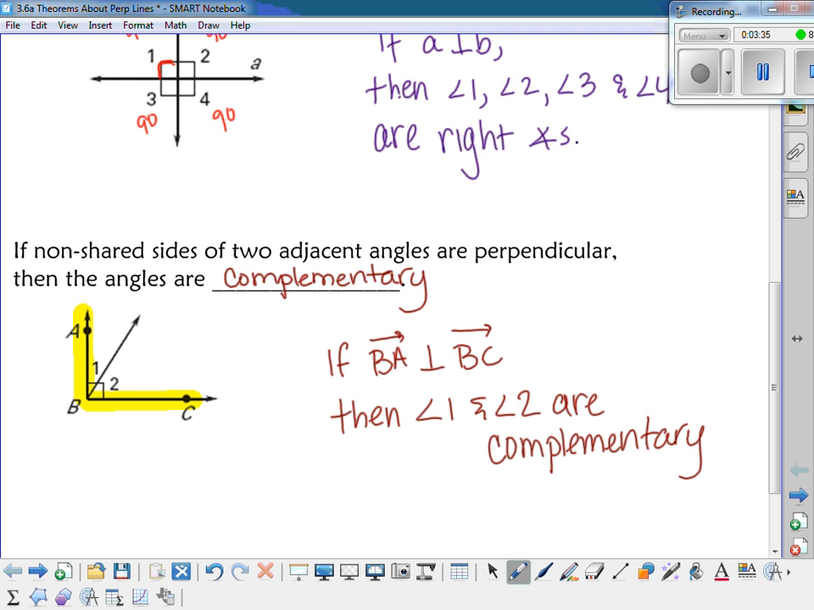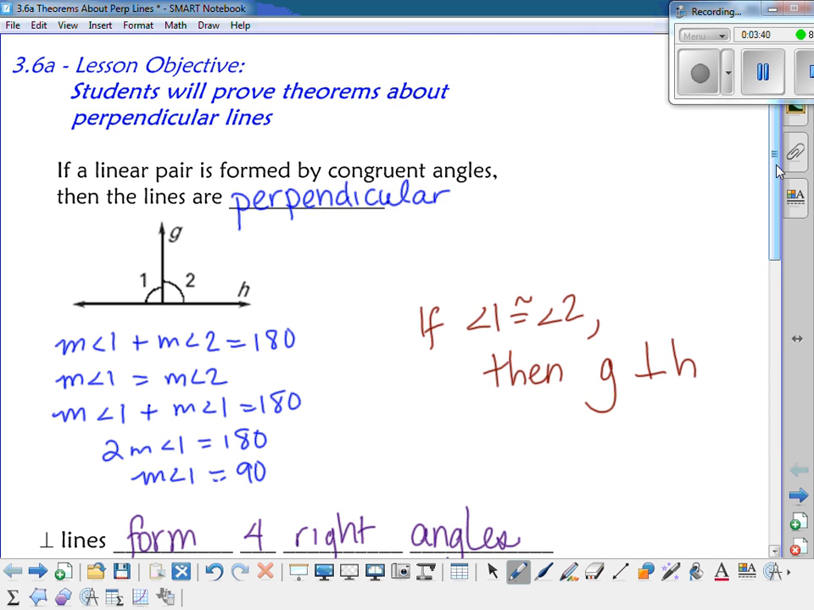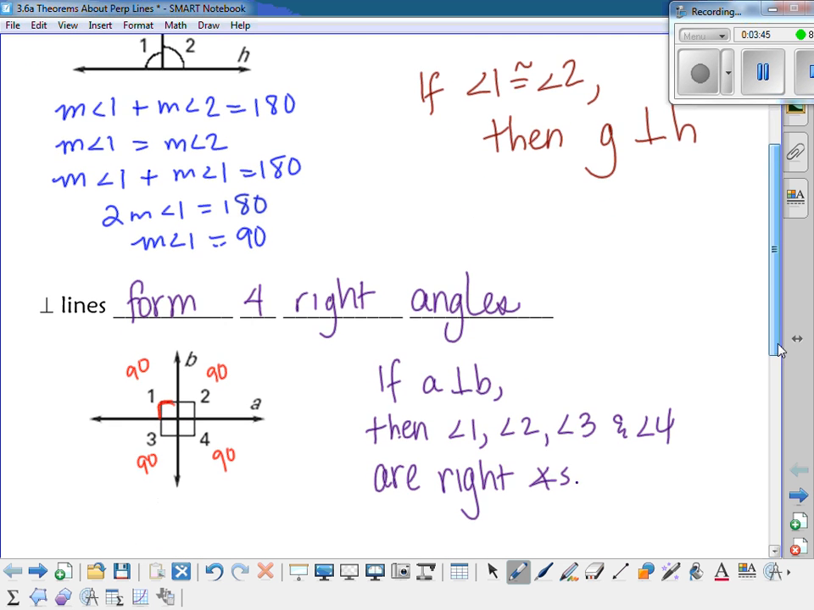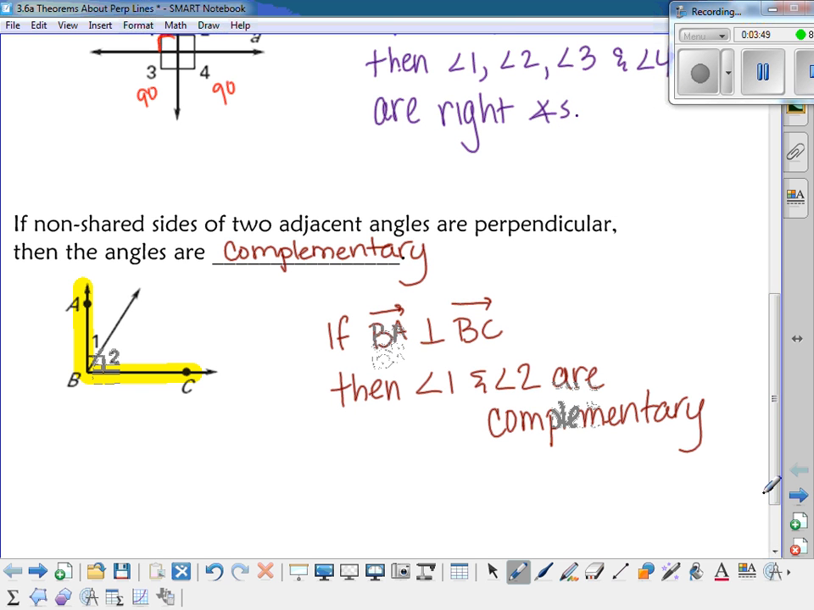Okay, so just to summarize and repeat, if a linear pair is formed by congruent angles, the lines are perpendicular. Perpendicular lines form 4 right angles. And if non-shared sides of 2 adjacent angles are perpendicular, then the angles are complementary. So we're going to actually prove that last one on the next sheet.